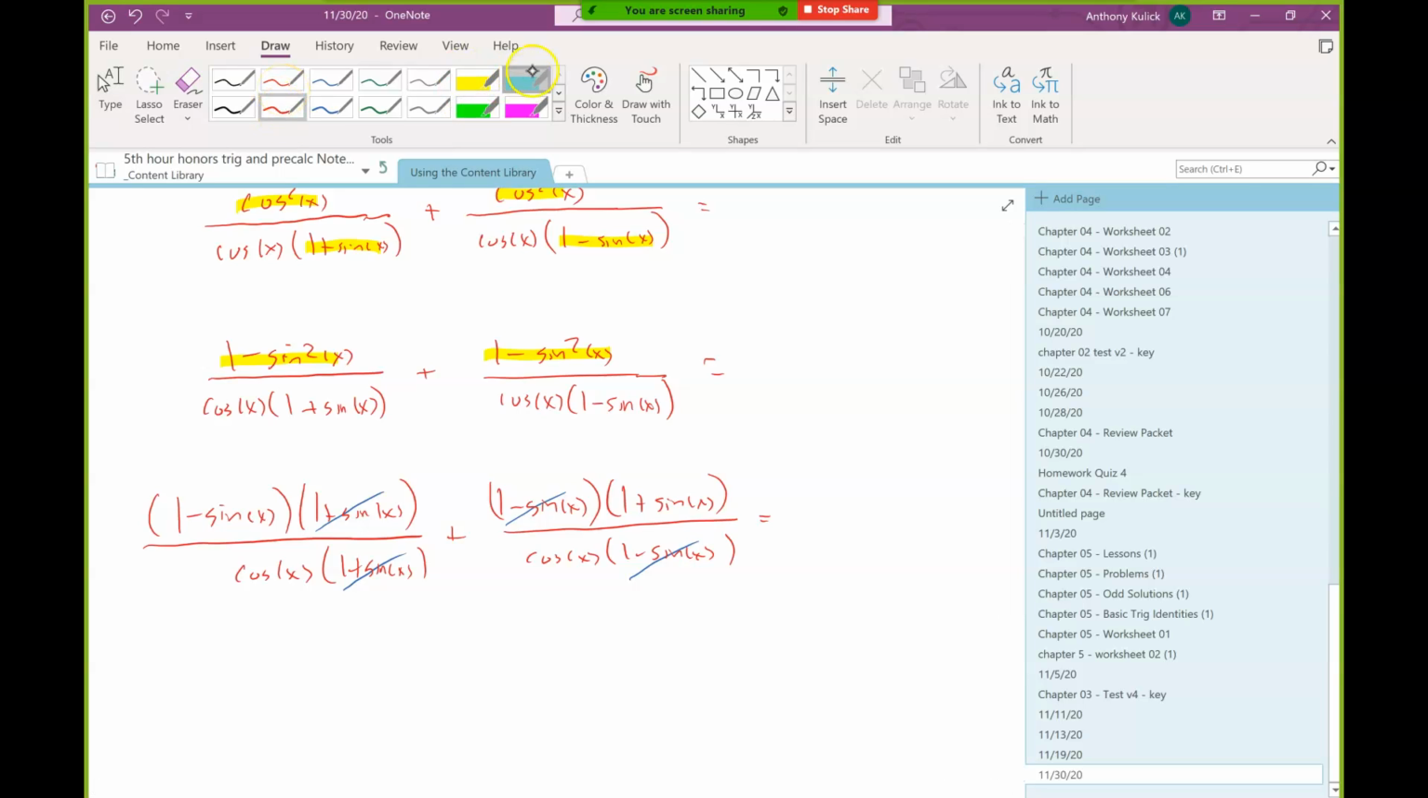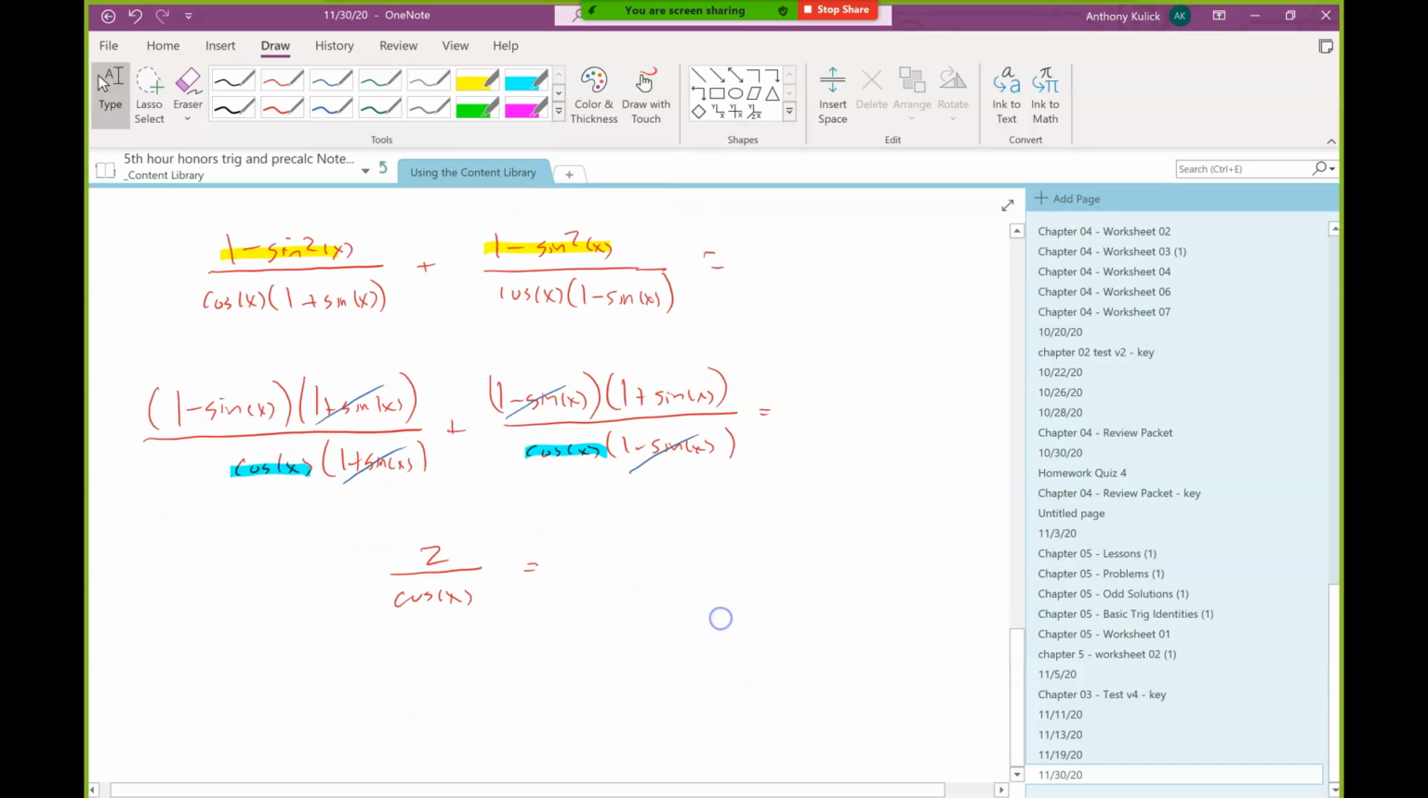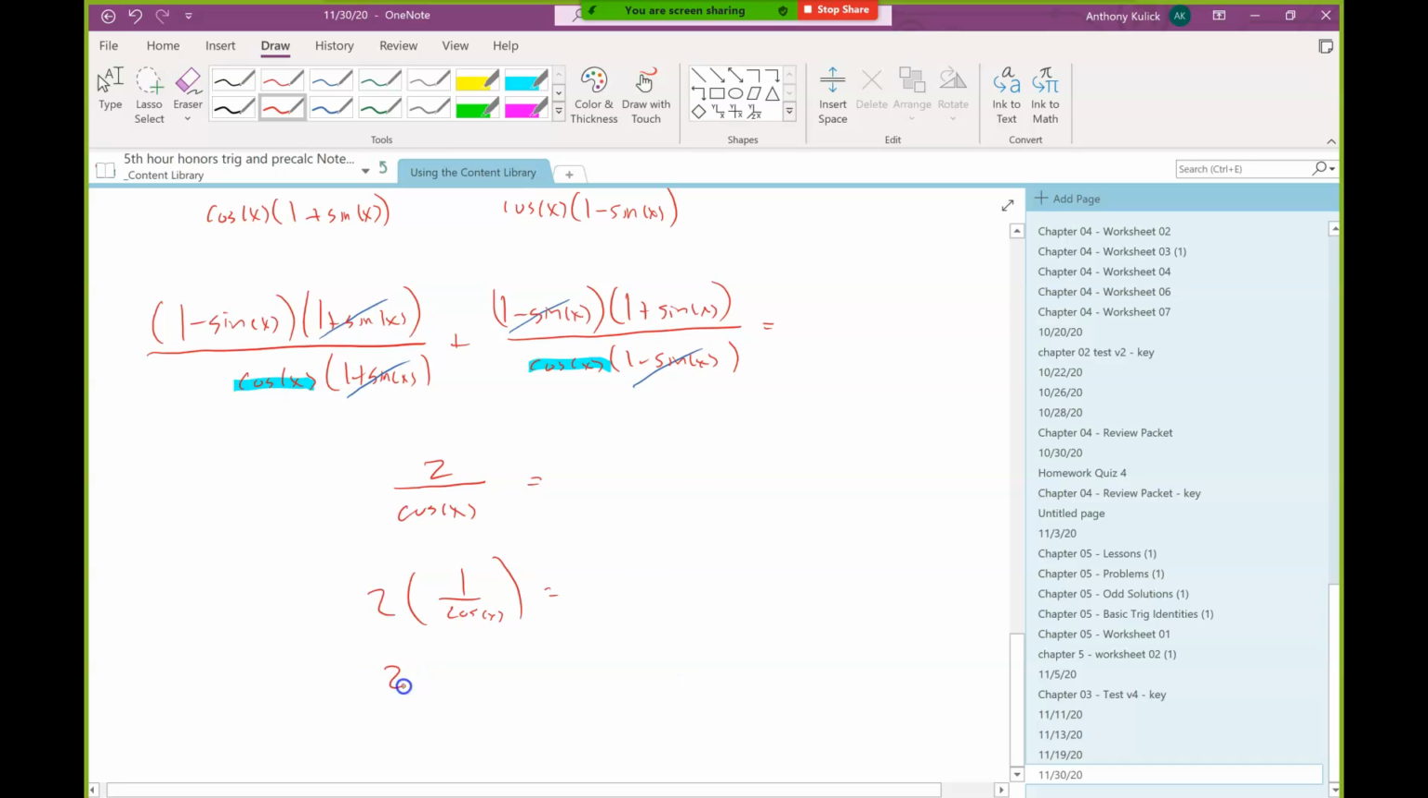And if we look, the fractions that we have now have a common denominator of cosine. So we can now add these two fractions together quite easily. So if I do that, 1 plus 1 is 2. Negative sine plus positive sine is 0. And my denominator is just cosine. And that's really the same thing as 2 times 1 over cosine, which is 2 secant, which is what we're supposed to get.